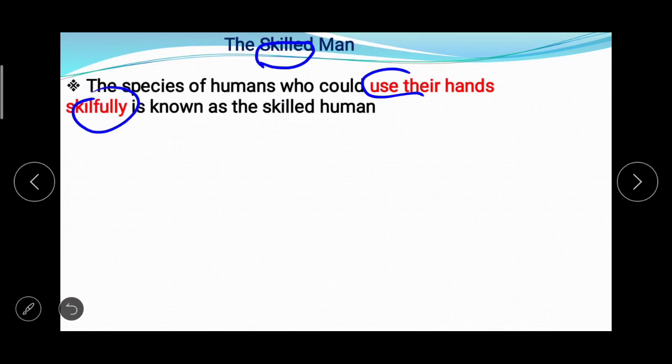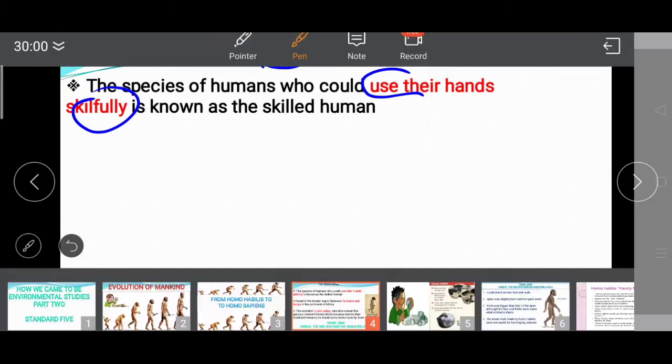Now today we are using our hands for different works or for different reasons, but if we talk about the man in history, then it was not that easy a task for mankind to use hands skillfully. So here the skilled human first time started using hands skillfully. So the species of humans who could use their hands skillfully is known as the skilled human.